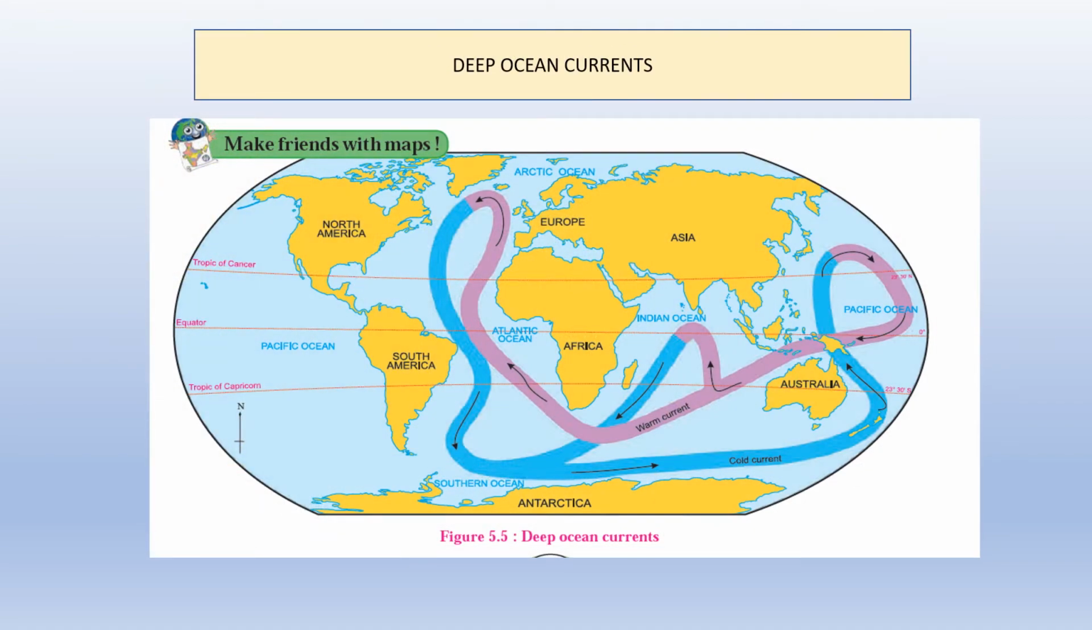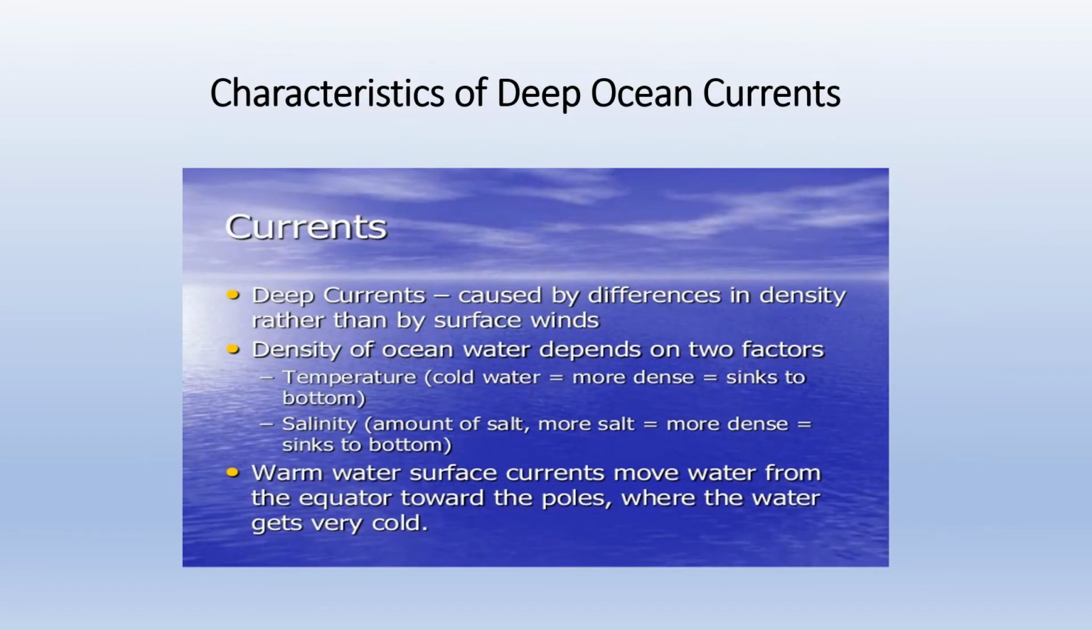Now we are going to talk about deep ocean currents. The currents which flow at a greater depth are called deep ocean currents. These currents are formed because of differences in density rather than the surface wind. The surface currents are dominated by the surface wind.